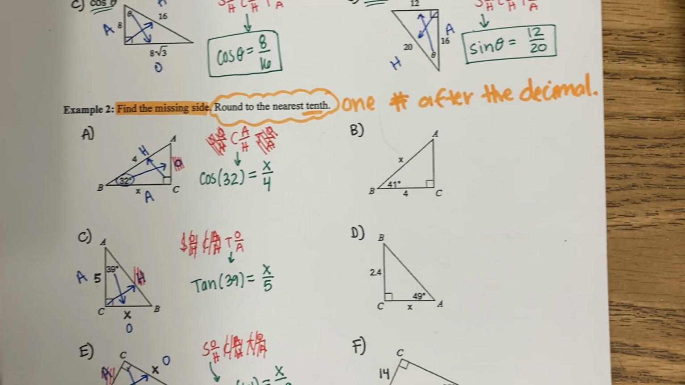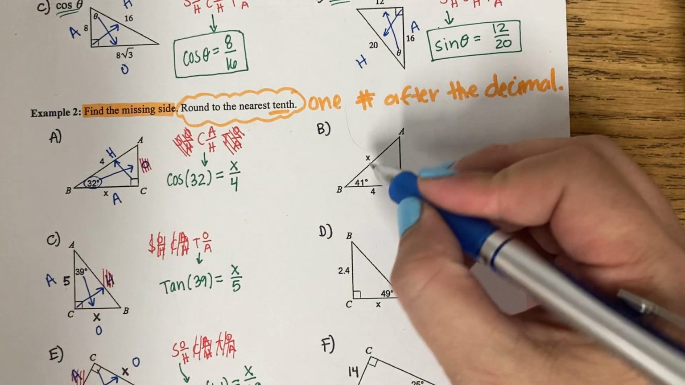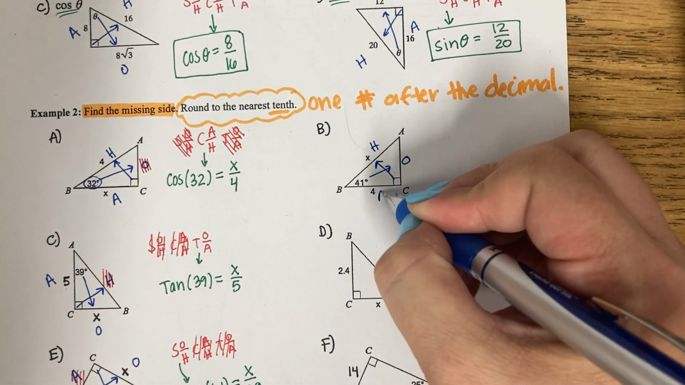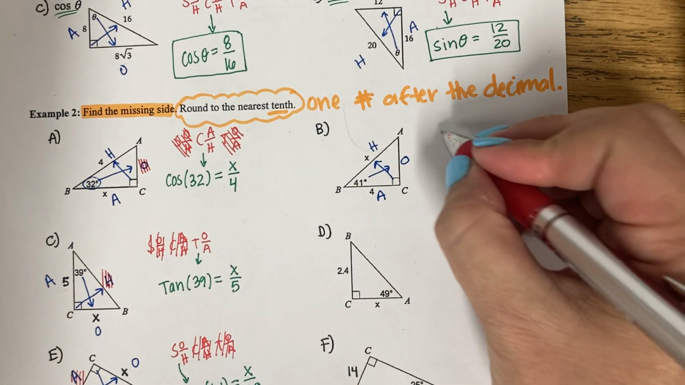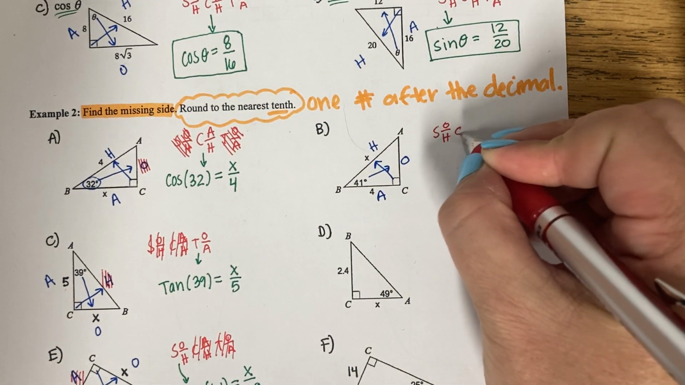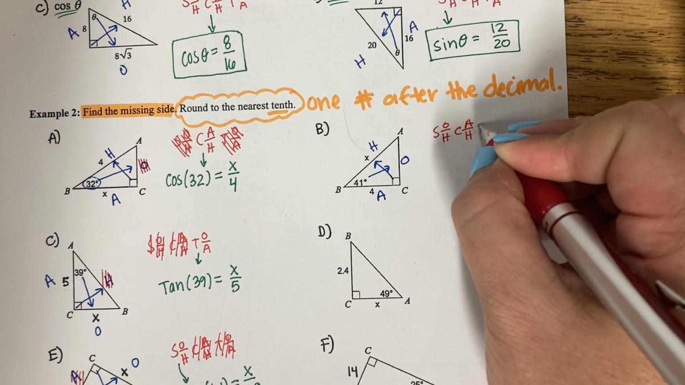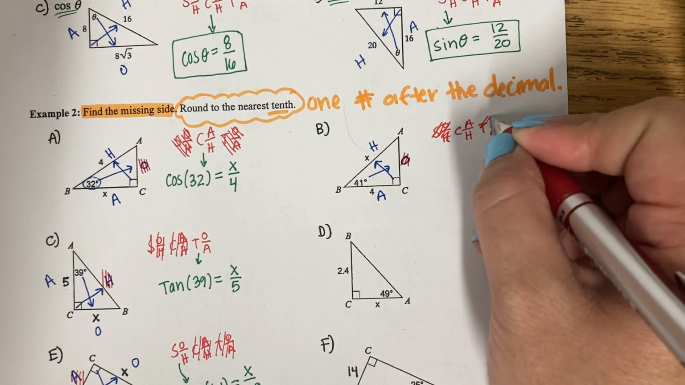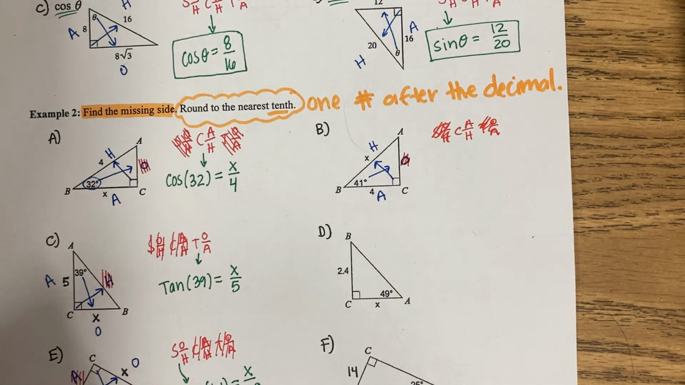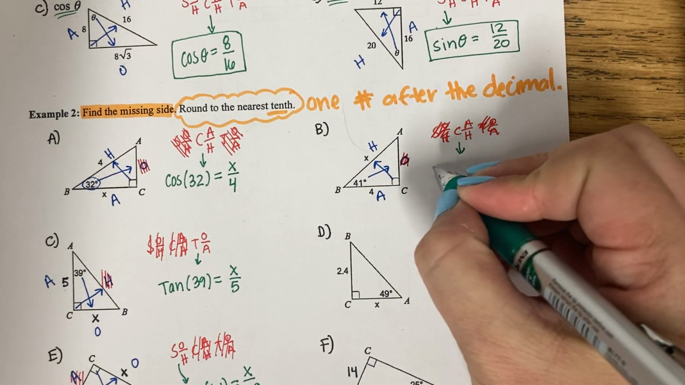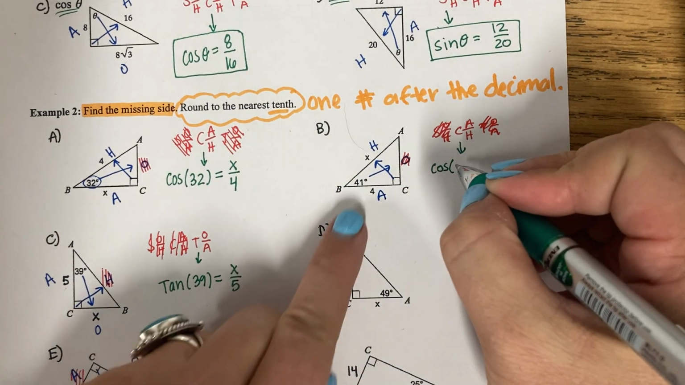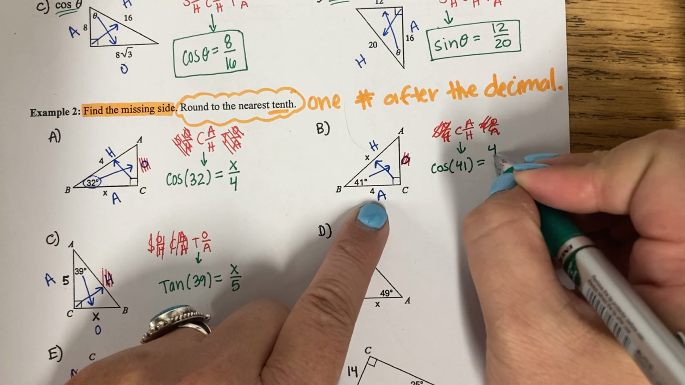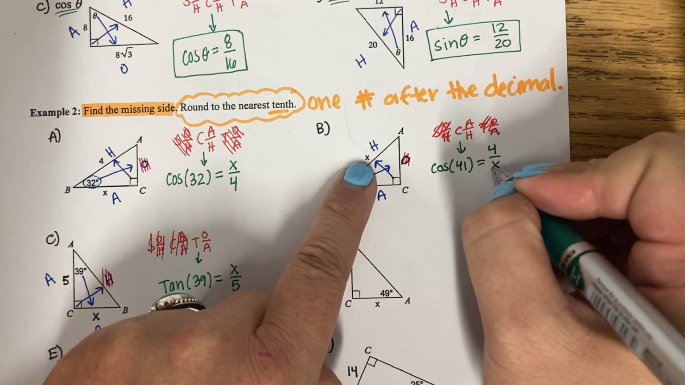All right, I'm going to set up the equations on the right now. Label O, H, A. So, SOH CAH TOA. O is missing. Scribble out anything with an O. C is for the cosine of my angle. 41 equals the A over the H.